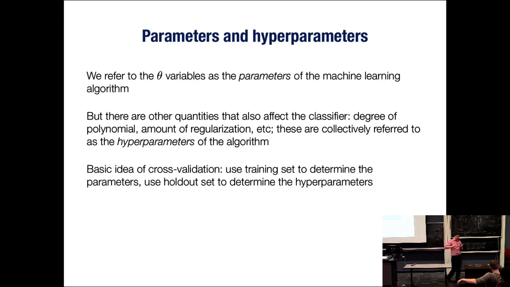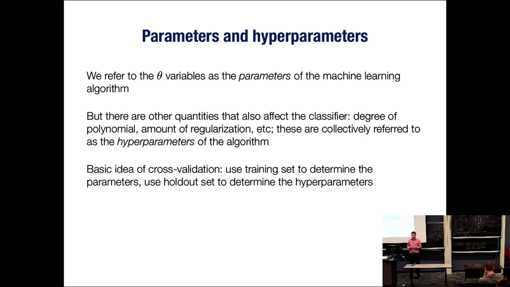Every other kind of design variable we have, so that would include things like the number of features we use, what degree of polynomial we use to create our feature vector, also things like what value of regularization parameter we use, those are collectively referred to as hyperparameters. And the idea of holdout cross-validation is that we're going to use a training set to train our parameters, to find the parameters that minimize our loss on the training set.